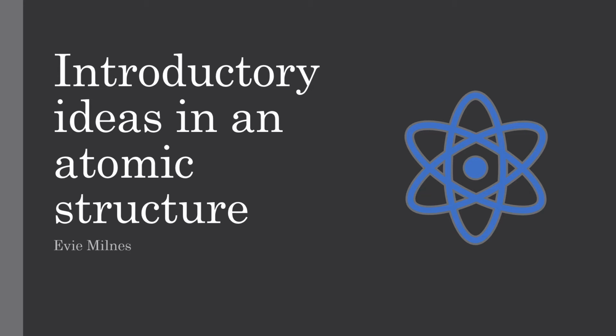Hi everyone, so today we're talking about the introductory ideas in atomic structure. There are three different parts of an atom, which are the particles. We have protons, which are positively charged, electrons, which are negatively charged, and neutrons, which are neutral.